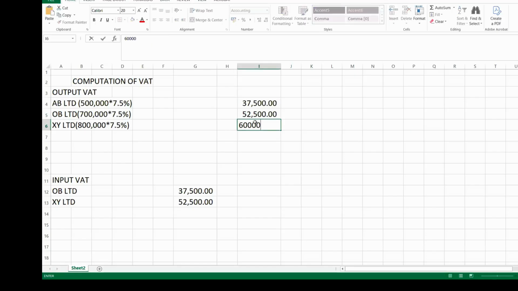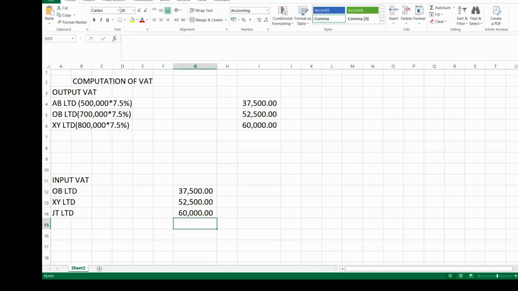So this same amount, to the person buying, will become input VAT to JT Limited. JT Limited's input VAT will be 60,000 naira.